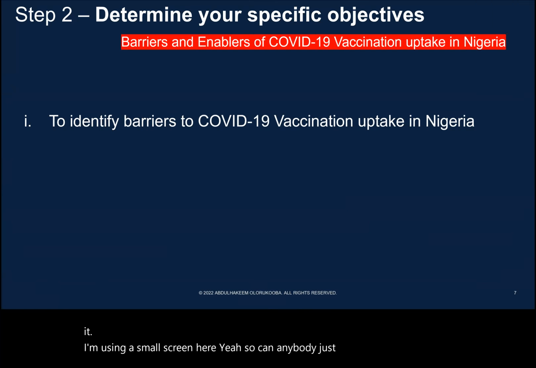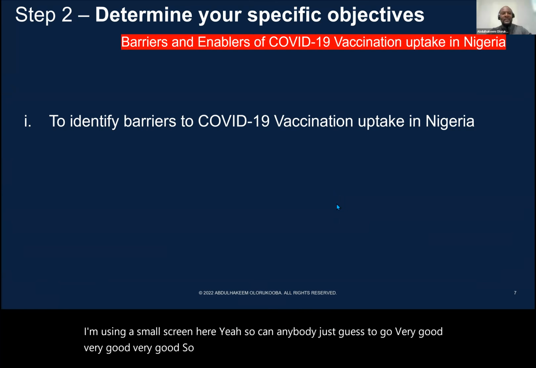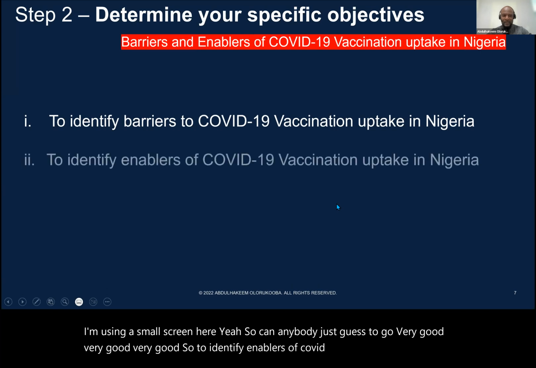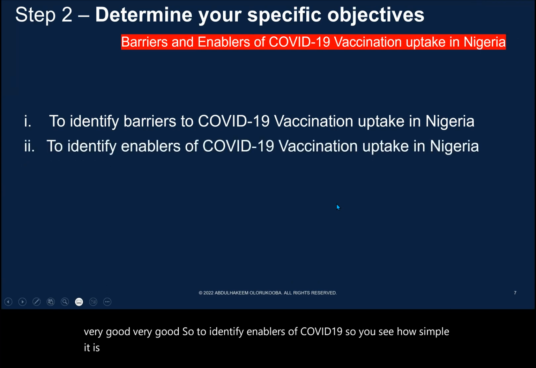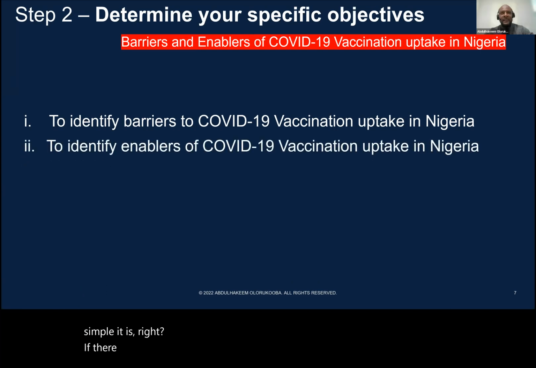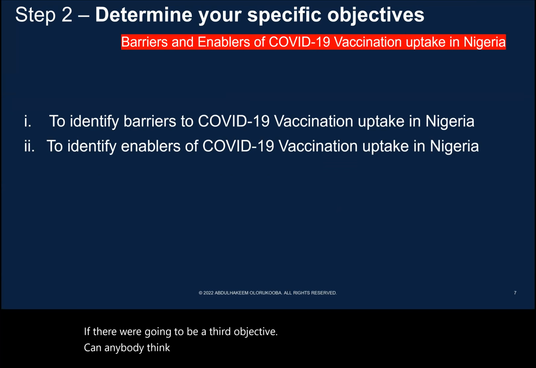Oh, very good, very good. So, to identify enablers of COVID-19. You see how simple it is, right? If there were going to be a third objective, can anybody think about what it can be? To identify the solution to both the barriers and enablers.